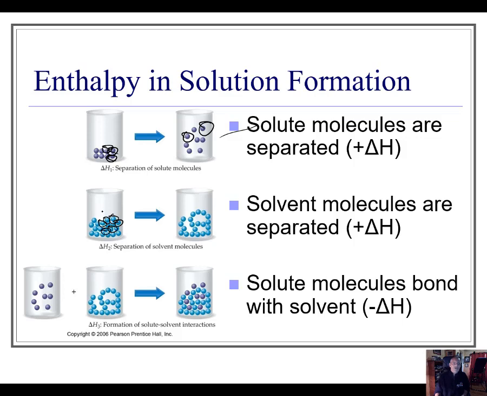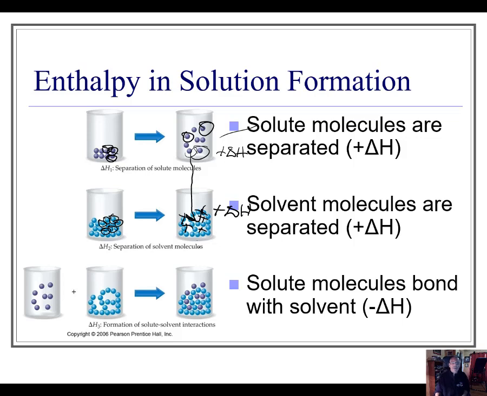In order to mix these two, not only do we have to separate the solute particles from each other, we also have to separate the solvent particles from each other to make room so that the solute particles can get in between all of the solvent particles. To do that, we have to put energy into both of these systems. So on the front end of solution formation are two endothermic processes. That means we're going to have a positive delta H here, and a positive delta H here.